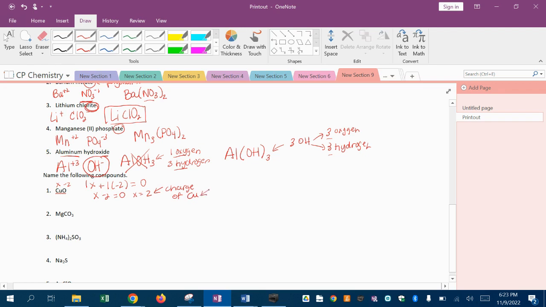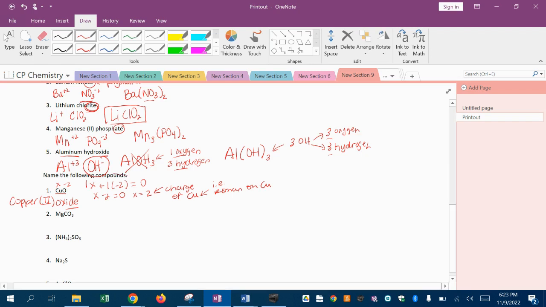So, the Roman numeral on copper. So this would be copper, Roman numeral 2, and then oxide, because it's going to have the -ide ending since the anion is part of an ionic compound. So copper(II) oxide. For Roman numerals, you have to write Roman numerals from 1 all the way up to 4, maybe 5, but 4 would probably be the highest one you see.